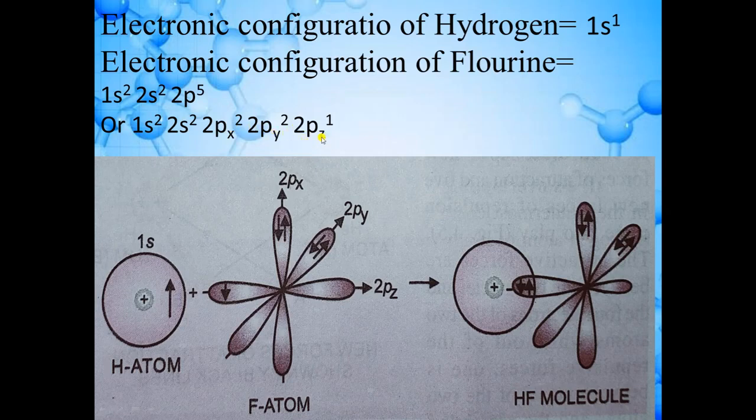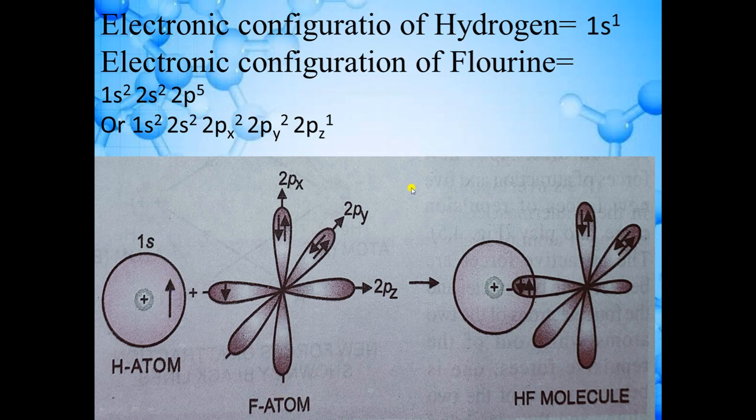Now here in 2pz, 1 electron is present. That means it is half-filled. In the 2pz orbital, 2 electrons can come, but here only 1 electron is present. In the hydrogen atom also 1 electron is present. So what will happen? There will be pairing between these two orbitals, 1s1 and 2pz1. Now we will draw their shapes. The shape of the hydrogen 1s orbital is spherical. So this is the hydrogen atom orbital, the 1s orbital. This is a spherical shape, and in this orbital 1 electron is present.